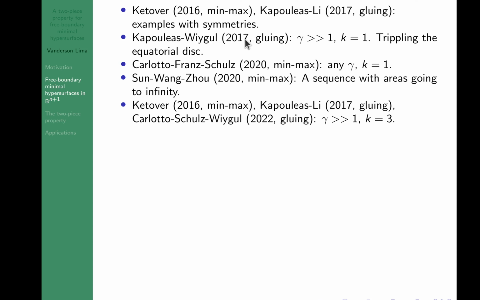And finally, we have examples with three boundary components and large genus. First by Kapouleas and Zou using the min-max, the equivariant min-max. Then Kapouleas and McGrath using gluing. And finally, Carlotto, Schulz, and Wiygul. They studied this problem and found that there are two families of this type of surface which have the same topology, the same symmetry group, but they are actually different.